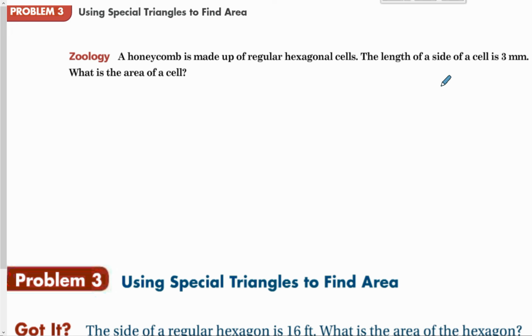Let's go ahead and look at problem number 3 of section 5. We're going to use special triangles to find area. Okay, so we have a honeycomb, and it's made up of regular hexagonal cells. So that means we're looking at 6 sides. Okay, so n equals 6. The length of a side is 3.